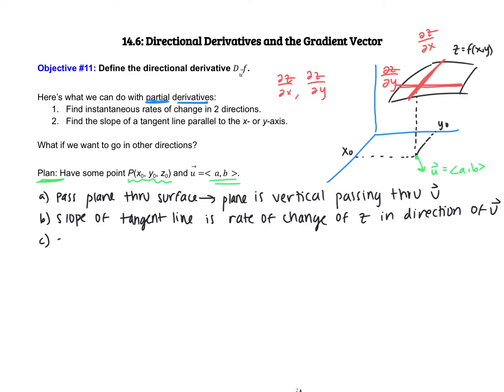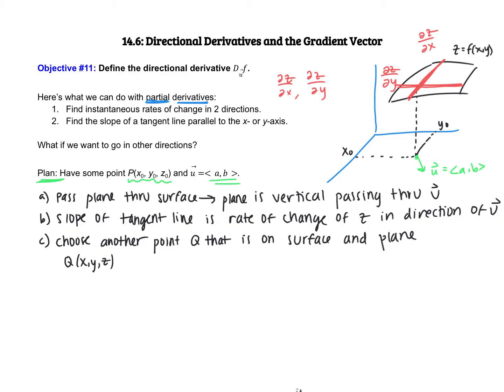So what we're going to do next is choose another point Q that is on the surface and that plane. So we're going to choose another point that's on our surface and is also on that vertical plane. And that point Q is going to have coordinates x, y, and z.